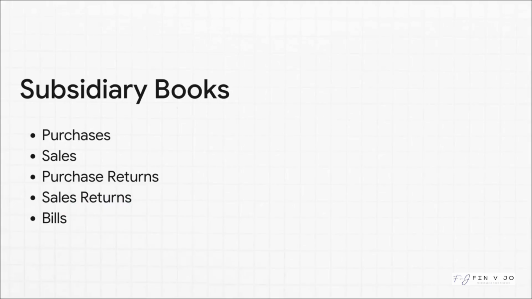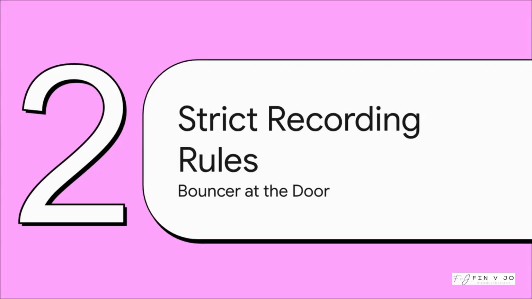Now, instead of just one single starting line, we actually have several highly specific registers. We've got the purchases book, the sales book, registers for when goods are returned in or sent back out, and of course, books for bills receivable and payable. By splitting these up, we're doing the hard work of categorizing transactions right at the source. And let me tell you, that is the absolute secret to keeping our principal ledger from turning into a massive, unreadable pile of numbers. Now, you can't just throw any transaction into any random book.